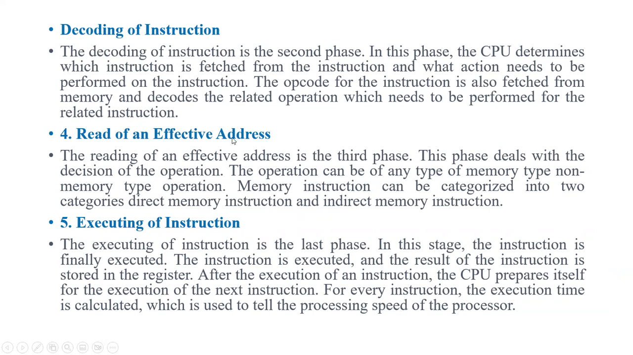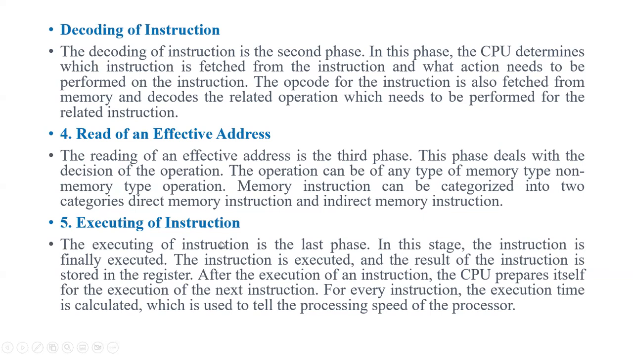Next is reading of an effective address, which is the third phase. This phase deals with the decision of the operation. The operation can be of any type, memory type or non-memory type, and memory instructions are categorized into two categories: direct memory instruction and indirect memory instruction.